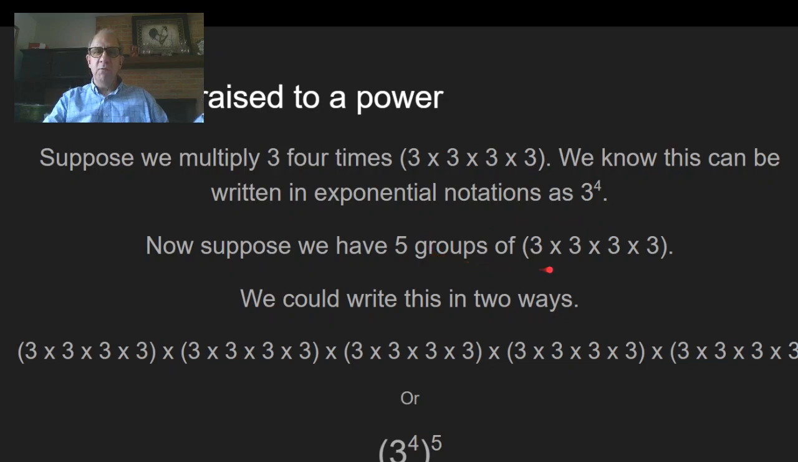Now suppose we have 5 groups of 3 to the power of 4. So then I have 3 times 3 times 3 times 3 times 3 times 3 times 3 times 3 times 3 times 3 times 3 times 3 times 3 times 3 times 3 times 3 times 3 times 3 times 3 times 3. Whew, it's a lot of 3's. Much easier to write it as 3 to the power of 4 to the power of 5. So this one is 3 to the power of 4, 3 to the power of 4, 3 to the power of 4, 3 to the power of 4, 3 to the power of 4, and there's 1, 2, 3, 4, 5 of them. So 3 to the power of 4 to the fifth power. There's 5 groups of them.